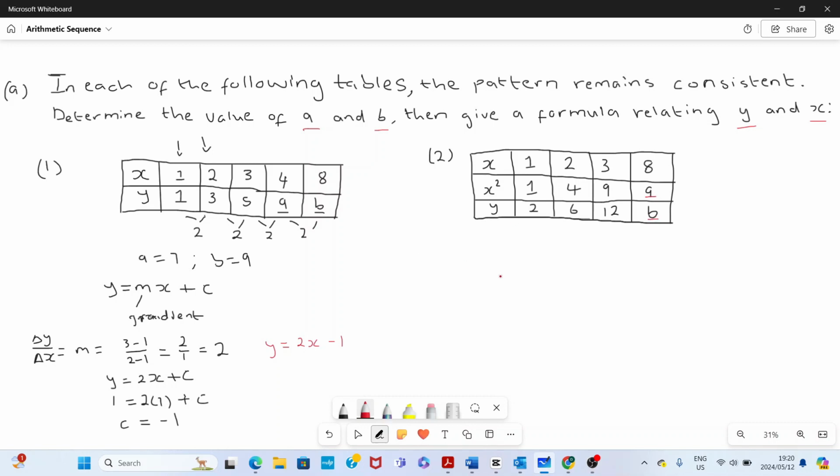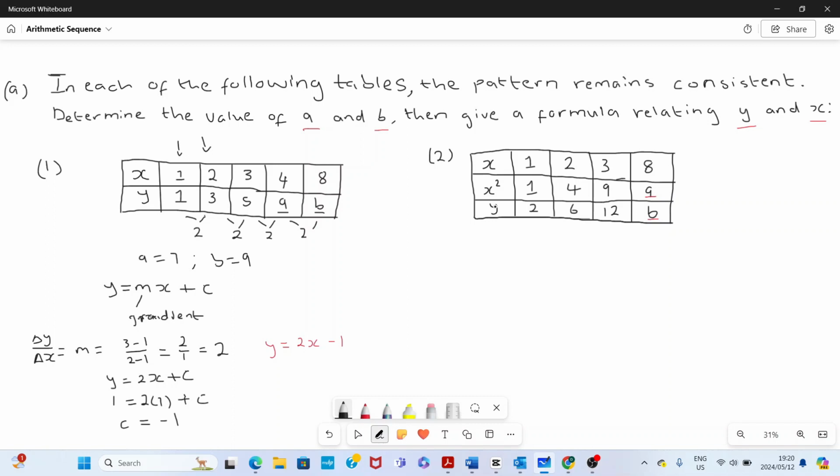So to determine our a and b, we just have to look at the relationship here. You will notice that x is 1, 2, 3, 8 here, and then we are given x squared. So 1 squared gives us 1, 2 squared gives us 4, 3 squared gives us 9. So what would 8 squared be? 8 squared would be 64, I believe. If you can just check that on your calculator, it should be 64.